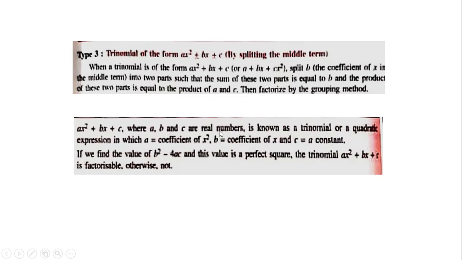One more term is there. In this trinomial ax square plus bx plus c, the values a, b, c are real numbers. And this is known as a trinomial or a quadratic expression in which a is the coefficient of x square, b is the coefficient of x, c is a constant. And when we have to find whether this expression is factorizable or not, for this, we have to find the value of b square minus 4ac. If this value is a perfect square, then the given trinomial is factorizable. If this value is not a perfect square, then this expression is not factorizable.